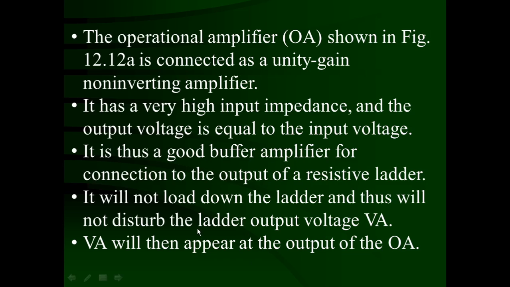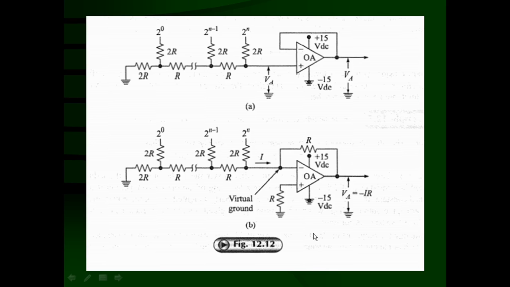There are two ways it can be connected. It can be connected as a voltage to voltage amplifier, a non-inverting amplifier, or it can be connected as a voltage to current amplifier. We'll see both here. VA will then appear at the output of the operational amplifier. This is circuit A and this is circuit B. You can see that here, this output voltage of the ladder network is the analog output voltage, which is the input voltage for this op amp, connected to the non-inverting terminal, and it has a unity gain.